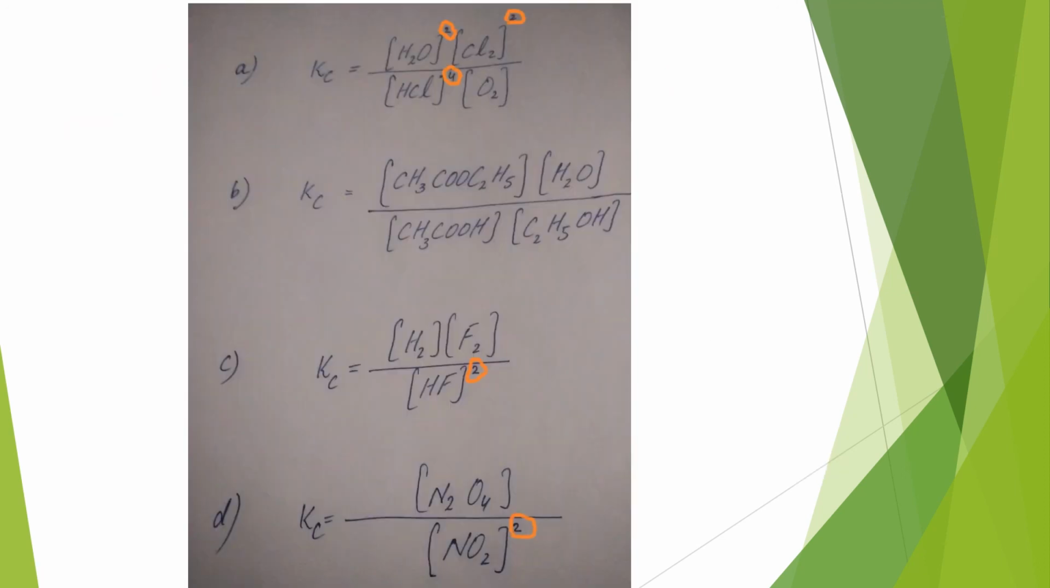In the first example, the reaction is between hydrogen chloride and oxygen, and our products are water and chlorine. The Kc expression is equal to the product of the concentrations of water and chlorine divided by the product of the concentrations of the reactants, that is hydrogen chloride and oxygen. And in the red circle you can clearly see that the numbers of moles are shown in the form of exponents. These 4 examples are clear to you now.